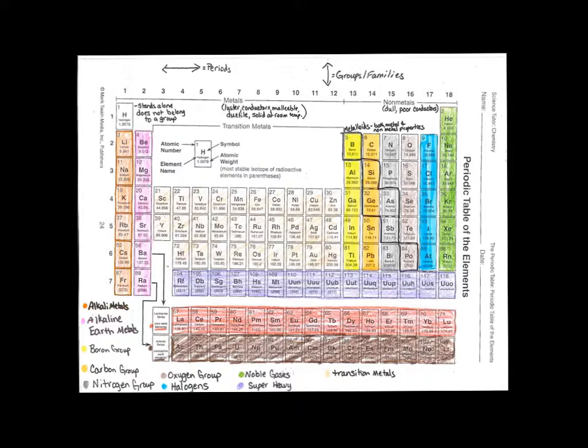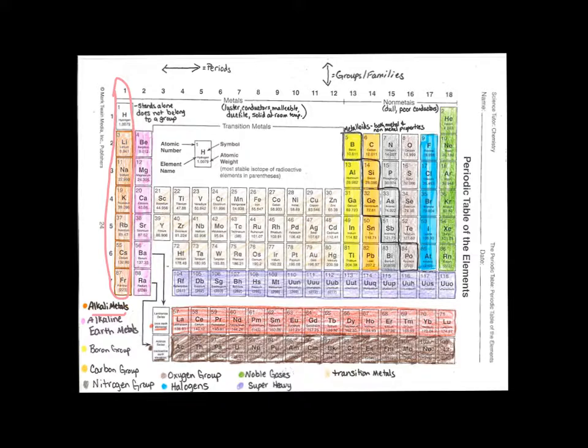Let's start with this group number 1 here on the periodic table, excluding hydrogen: lithium, sodium, potassium, rubidium, cesium, and francium. You can see, according to the code, that this is an alkali metal. Alkali metals only have one electron in their outer shell, so they are very reactive. So alkali metals, very reactive. They do not exist free in nature because if they were exposed to water, they would explode.